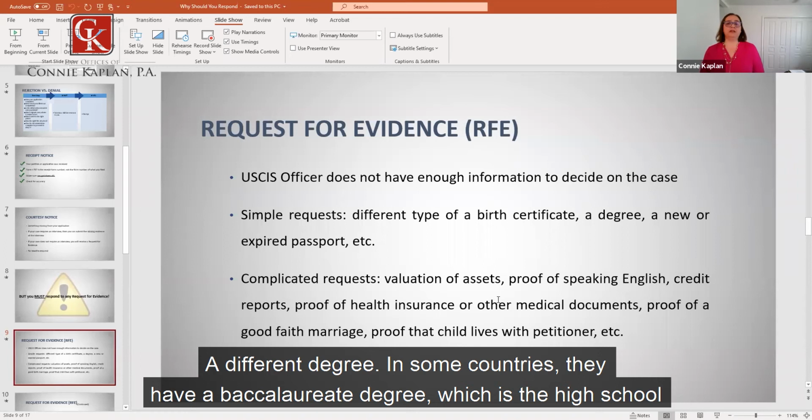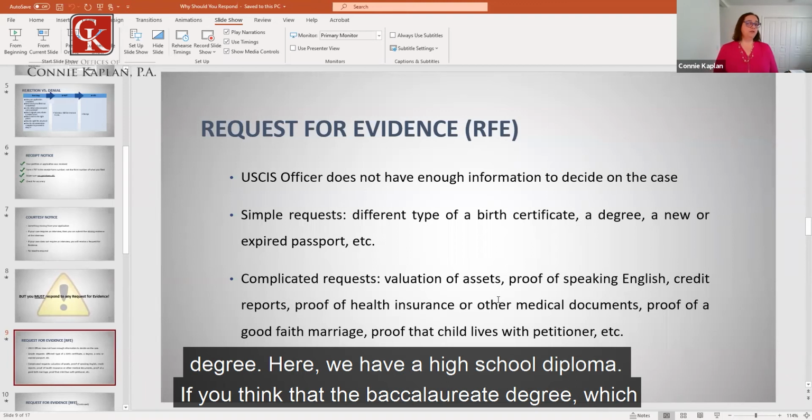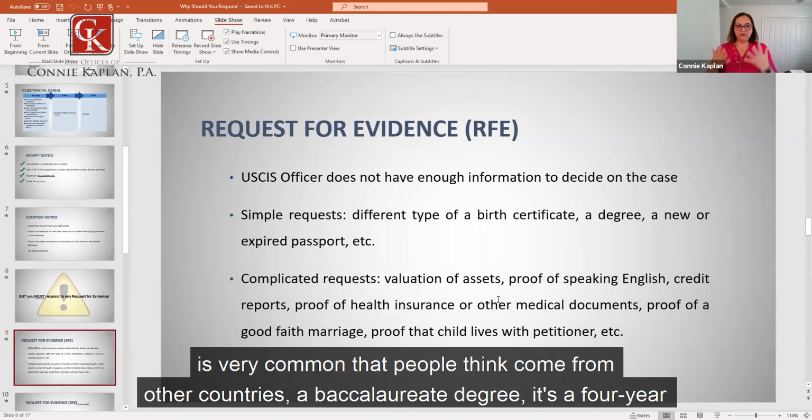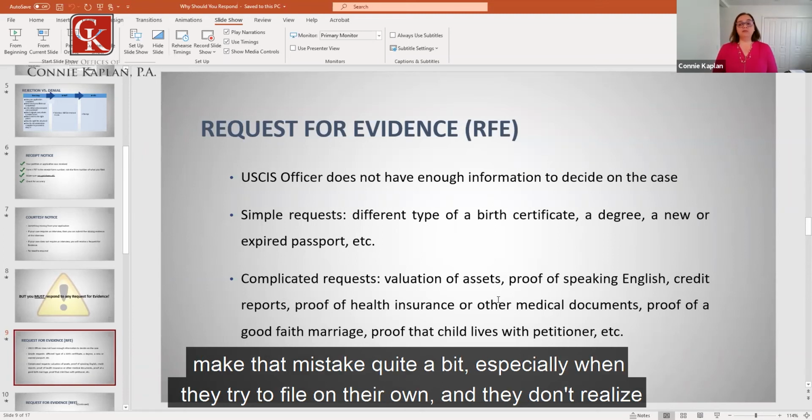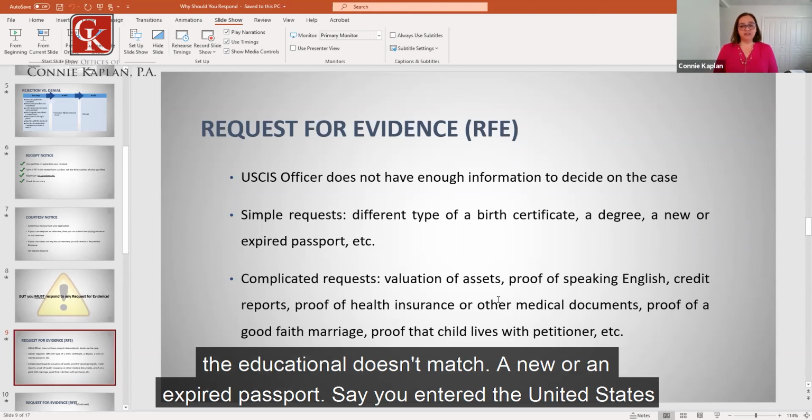A different degree. In some countries, they have a baccalaureate degree, which is a high school degree. Here we have a high school diploma. People think that the baccalaureate degree, which is very common in other countries, is a 4-year degree that matches the bachelor's degree here simply because they sound the same. It is not. People make that mistake quite a bit, especially when they try to file on their own and they don't realize the educational level doesn't match.